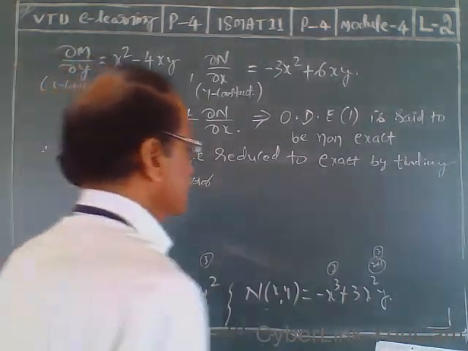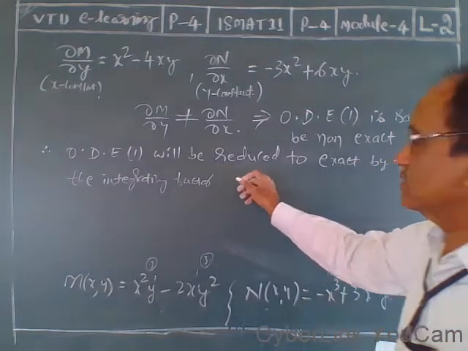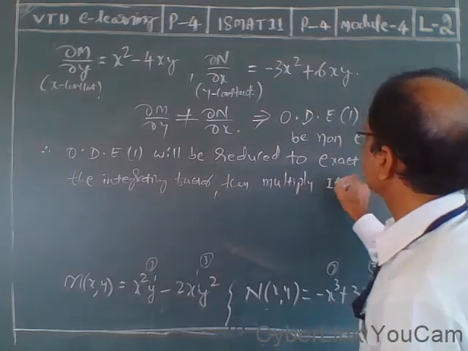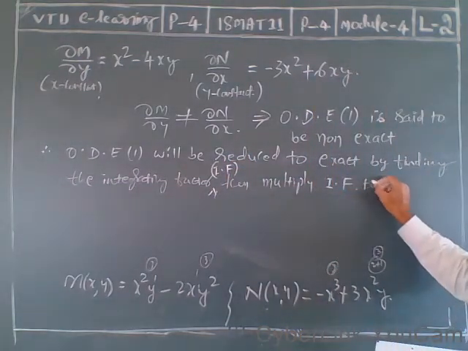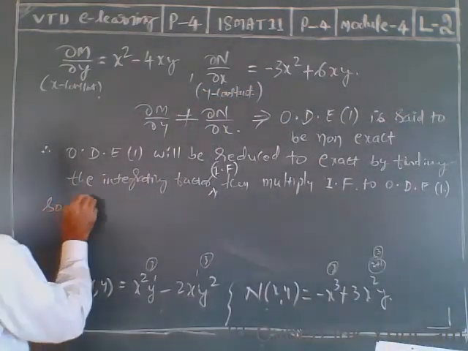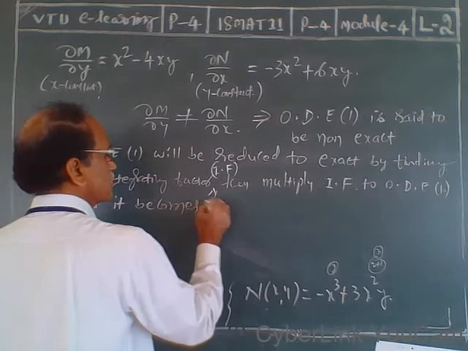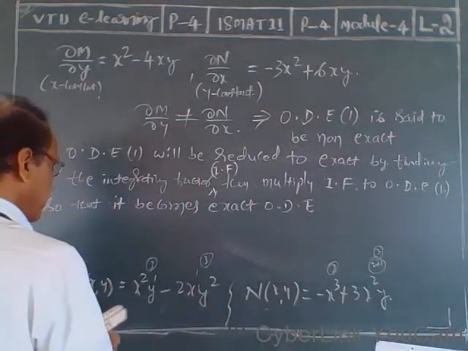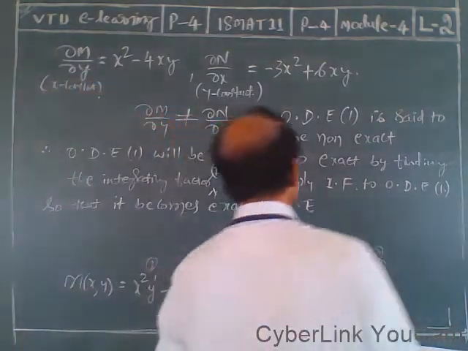Integrating factor. Once you find the integrating factor, afterwards you multiply I, that is the integrating factor, in short form we call it IF, to ODE 1, so that it becomes an exact ODE. It becomes an exact ODE. Now what is the integrating factor?